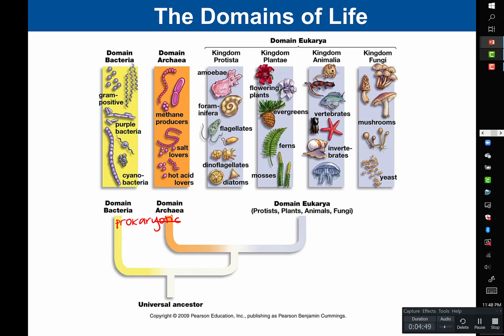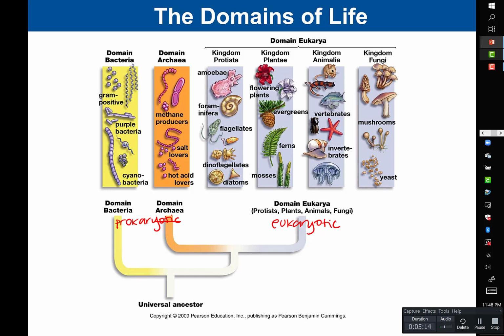The next domain is domain Eukarya. Domain Eukarya, like the name suggests, these are our eukaryotic cells. These are cells that do have a membrane-bound nucleus. The DNA is contained within a separate membrane, and that is different from domain Bacteria and domain Archaea.